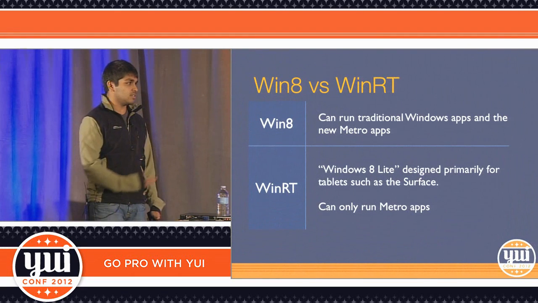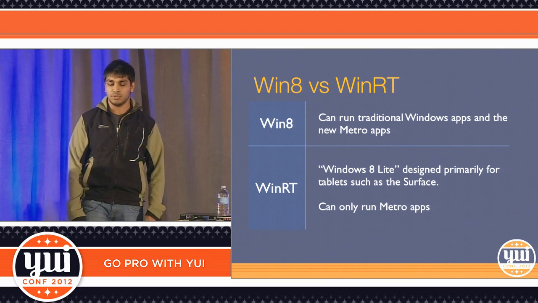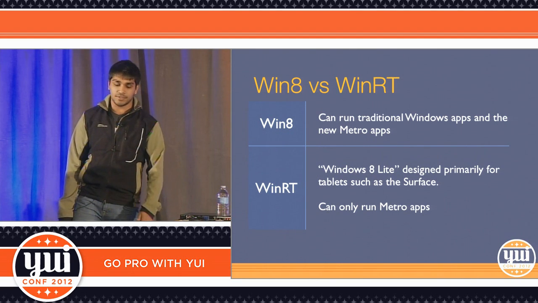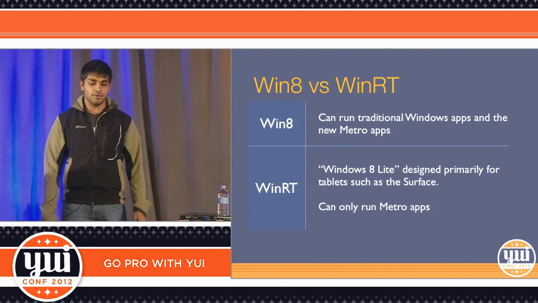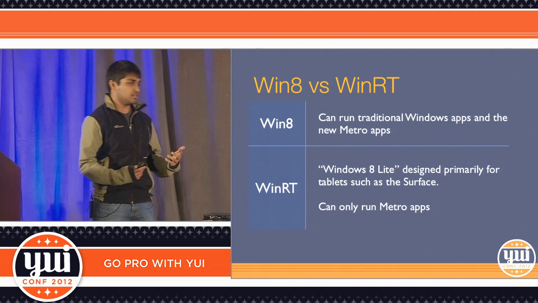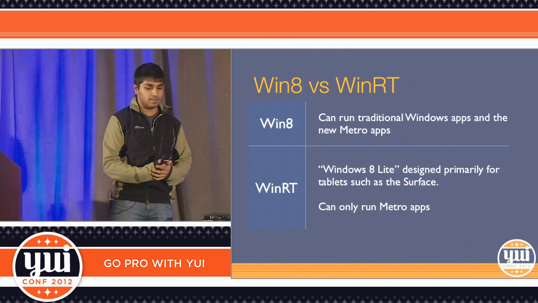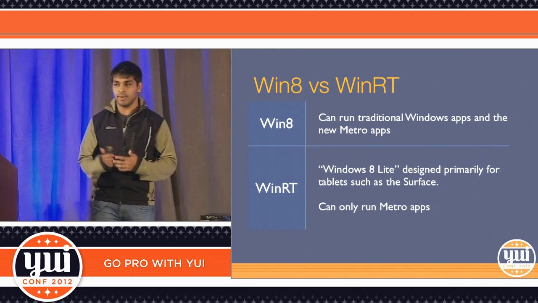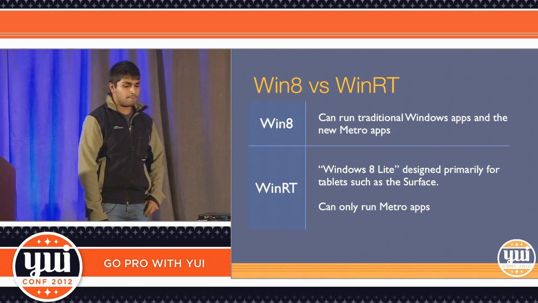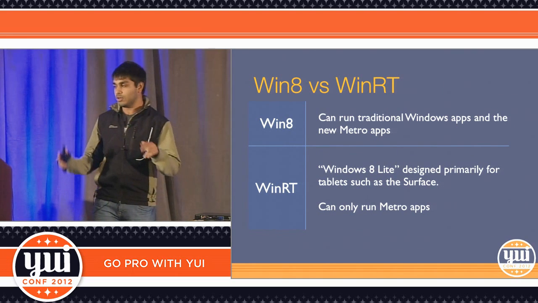So the first is this thing, which really confused me. What's the difference between Windows 8 and this WinRT thing that I keep hearing about? The difference is Windows 8 is an operating system that can run Windows apps, as in the traditional legacy Windows apps in the desktop mode, and also new Metro apps, which are the tiled apps. And WinRT is kind of like Windows 8 Lite.